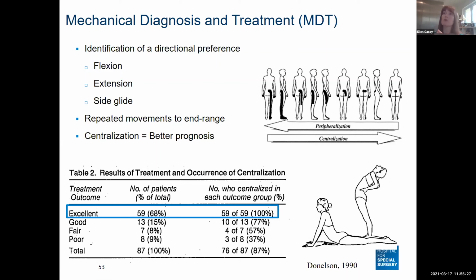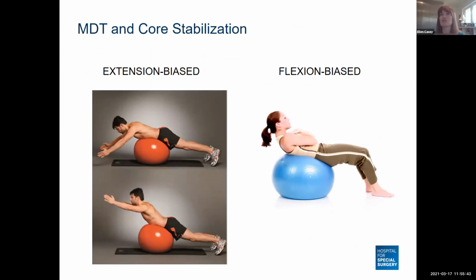So it's kind of like a predictive concept. If you see a directional preference in the office and they're probably going to respond to a certain movement, that's a great sign for physical therapy, especially if you match them up with the right direction as they're getting them back into activity. So this is just an example.